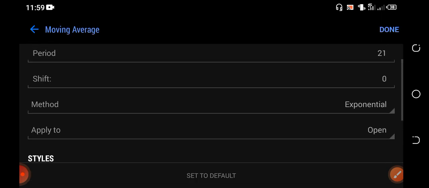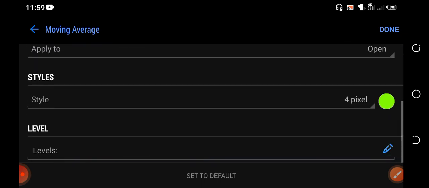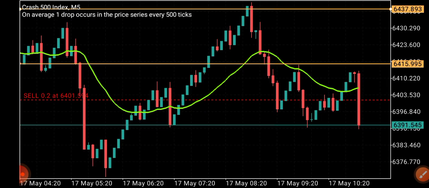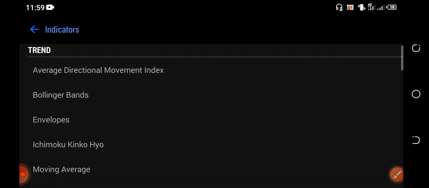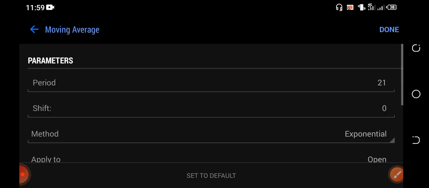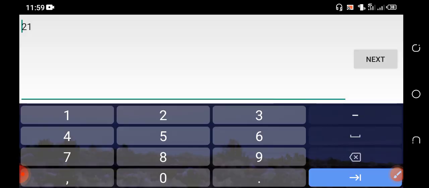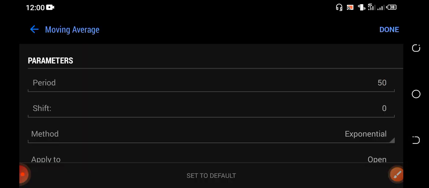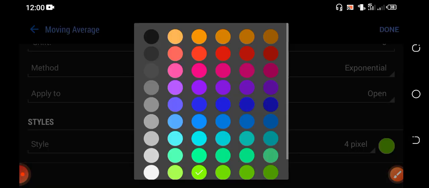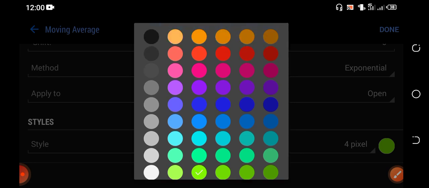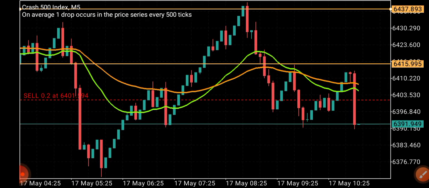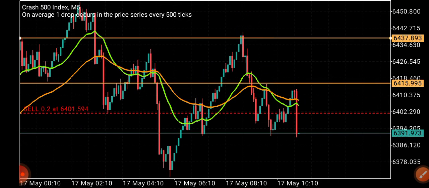First one is moving average 21. Second one, moving average 50. I changed the color. I like flashy things, so the color of the dollar is interesting. So this is my color.